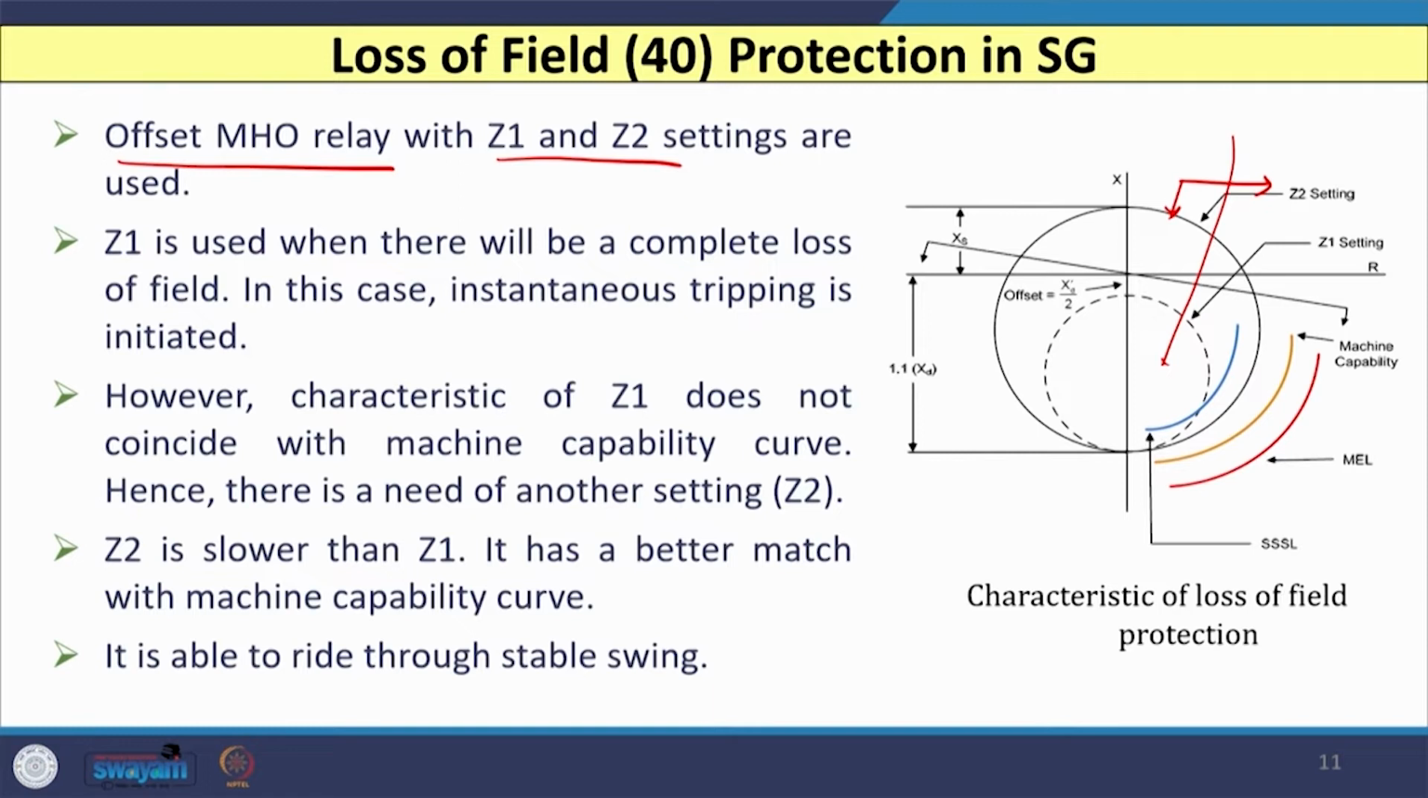However, the characteristic or locus of Z1 does not coincide with the steady state stability limit of the machine. That is why we need another circle, known as the Z2 setting. The Z2 setting exactly coincides with the steady state stability limit curve, and its operation is always slower than Z1. Whenever some stable swing is there, the locus may come in and go out of this Z2. So Z2 is always time delayed compared to Z1, and there should not be any mal operation in case of stable swing.